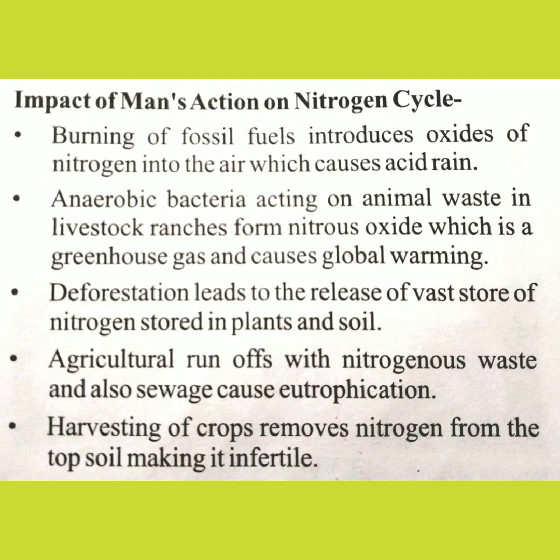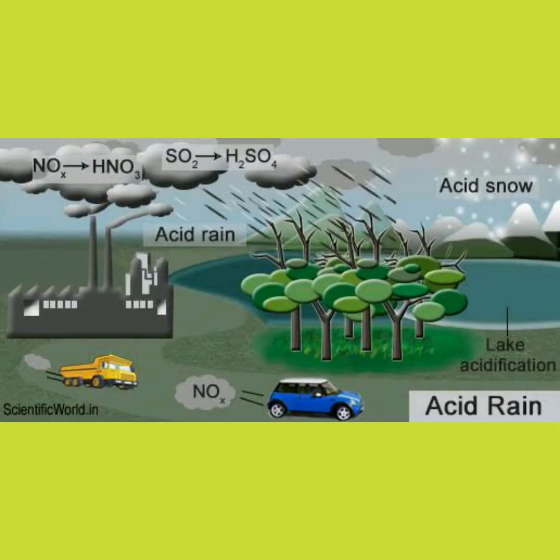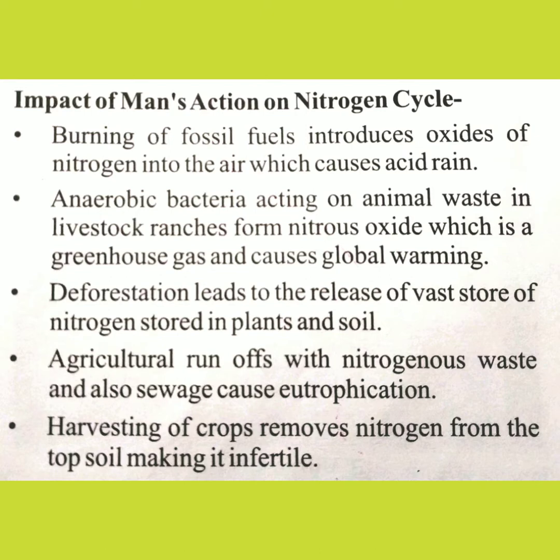Here are some of man's actions on the nitrogen cycle. So the first one is burning of fossil fuels, which introduces oxides of nitrogen into the air, which causes acid rain. Acid rain results when there is an emission of nitrogen oxide and sulfur dioxide into the atmosphere due to burning of fossil fuels, which then react with water and convert it into acid, that is nitric acid and sulfuric acid, which has adverse effects on our environment, such as it affects the aquatic environment, it decreases the pH level of the soil, which is not suitable for many plants to grow. It destroys some monuments, etc.